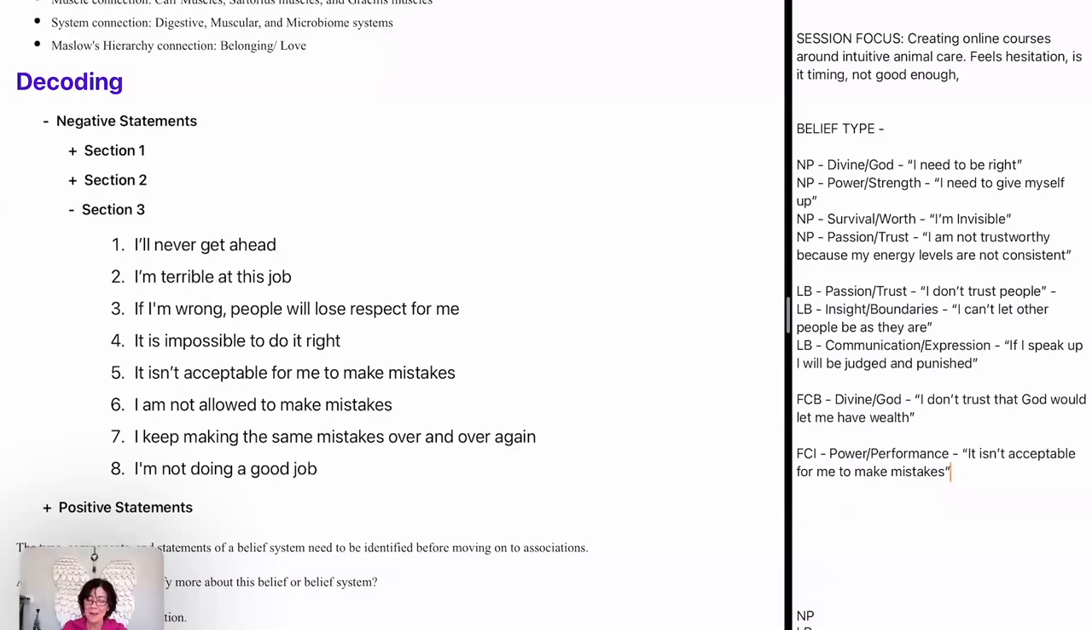All right. Cool. So we got all the beliefs. They totally make sense, right? I need to give myself up. I'm invisible. I'm not trustworthy because of my energy levels. And you can see how that could be borne out later on, right? Those things from this earlier stuff. Don't trust people. Can't let other people be as they are. If I speak up, I'll be judged and punished. Don't trust that God would let me have wealth. And it isn't acceptable for me to make mistakes. All right, good. So now what we're going to do, I'll ask again before we actually pull them all: is there anything else we need to know about this first part of this parallel belief system? Anything else we need to know about this? Anything else? No.